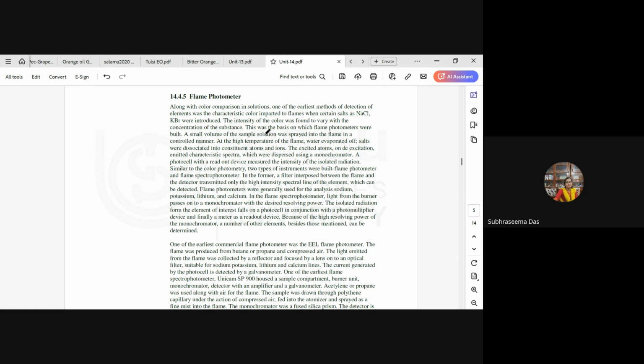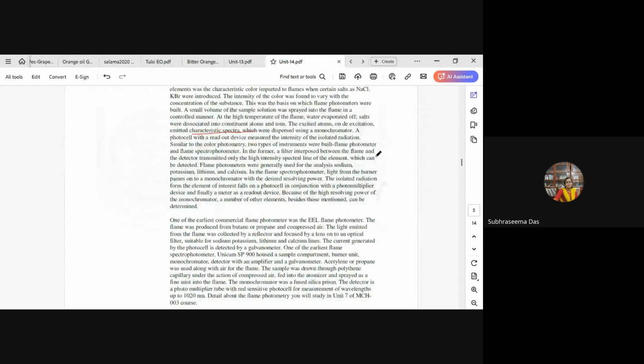A small volume of the sample solution was sprayed into the flame in a controlled manner. At the higher temperature of the flame, the water evaporated off, and the salts were dissociated into constituent metal ions and atoms. These excited atoms, on de-excitation, emitted characteristic spectra which were dispersed using a monochromator. A photocell with a readout device measured the intensity of this emitted spectrum.